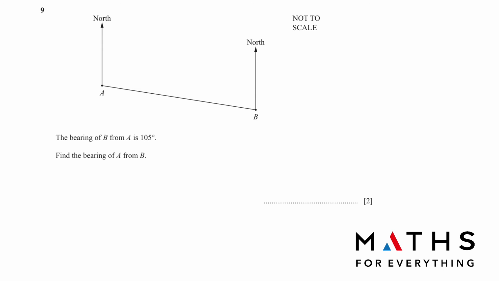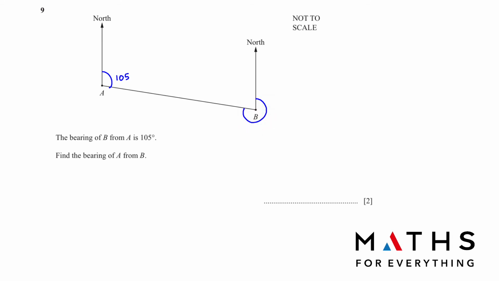Question number 9. The bearing of B from A is 105. 105 is less than 180, so it's going to be the inside. Remember small things like that, it makes things easier. And you want to find the bearing of A from B. To find the bearing of A from B, from the north, from B, we take a circle like this. So this is the bearing we want. From north, we always go clockwise.